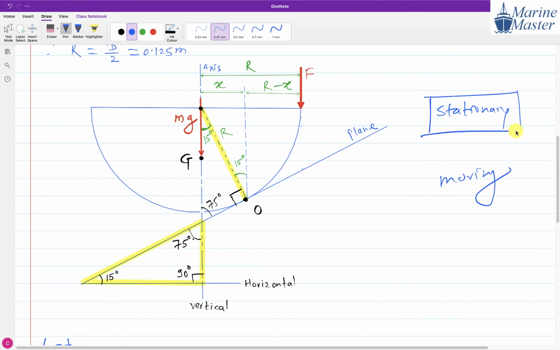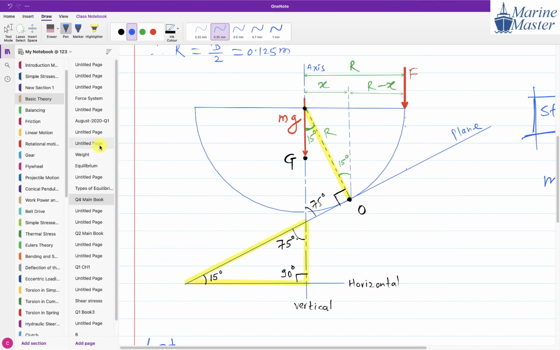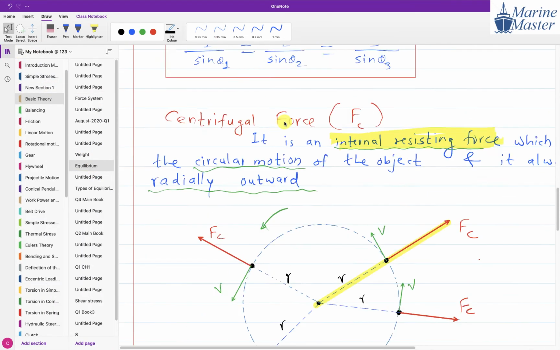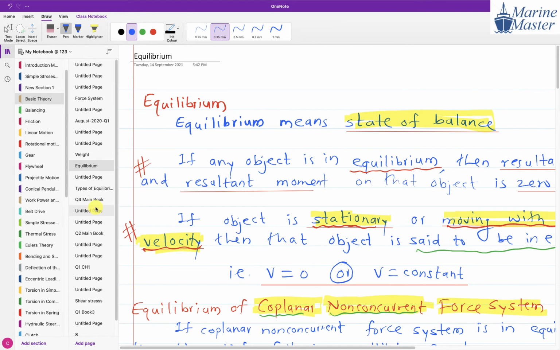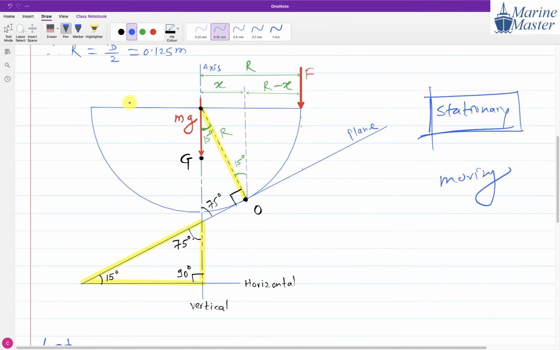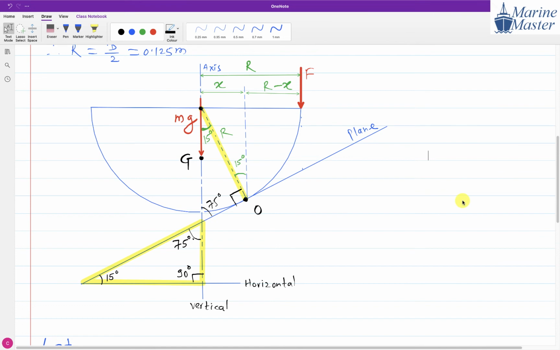If any object is stationary, then what we have studied is that it is in equilibrium. If any object is stationary, that object is said to be in equilibrium position. So this hemisphere in this question is stationary, and it is in equilibrium. And if any object is in equilibrium, then it satisfies the equilibrium equation.